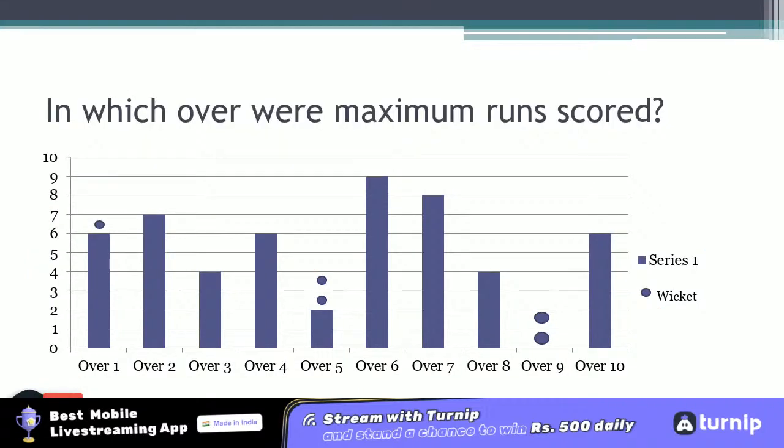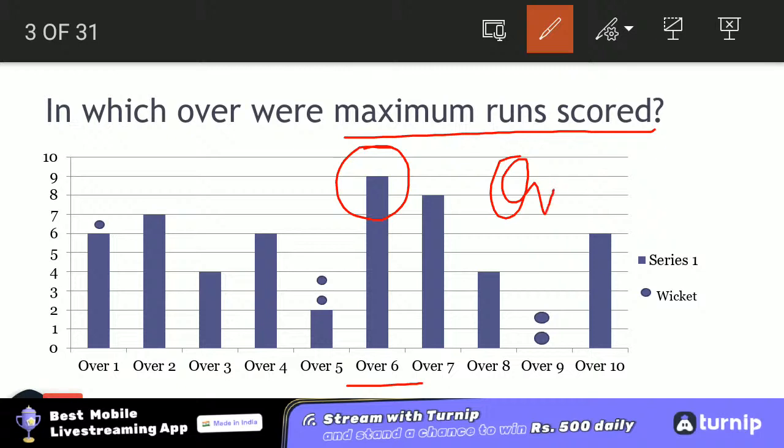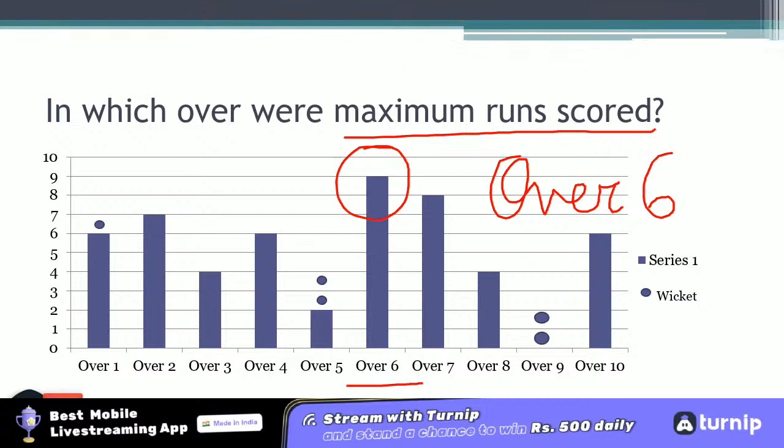Moving ahead, now if I ask you, in which over were the maximum runs scored? Looking at the graph, you can see in which over the maximum runs are scored. Where is the graph taking the maximum leap? Which over is showing the maximum runs? We can see that the maximum is in over 6. So over 6 would be the answer, that maximum runs were scored in over 6. Great. So this is just a simple question.